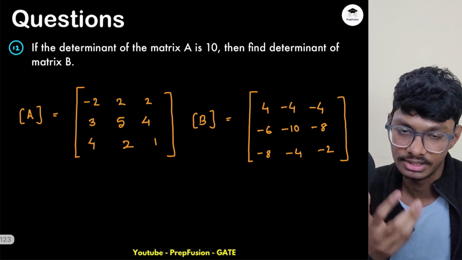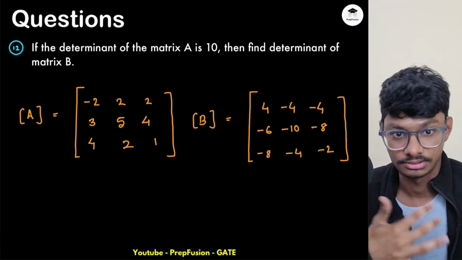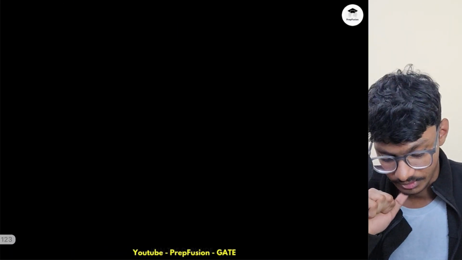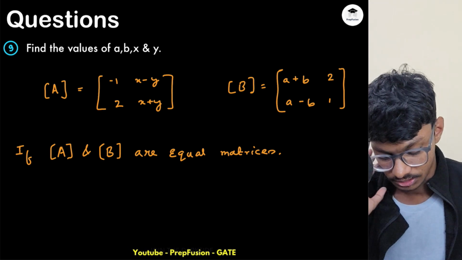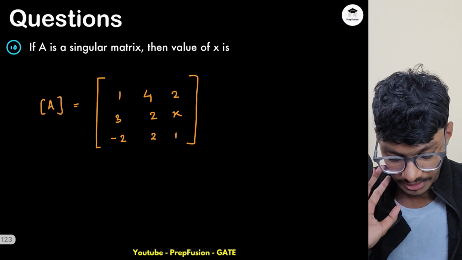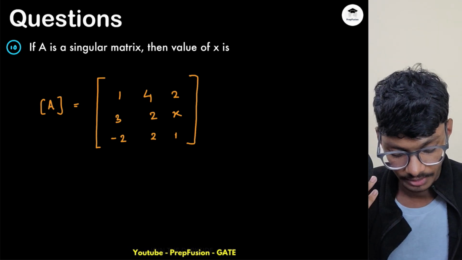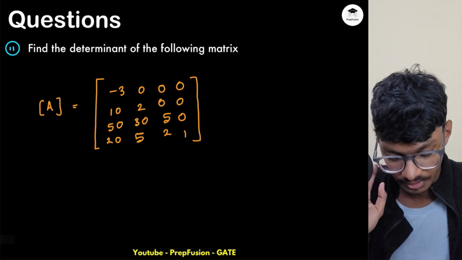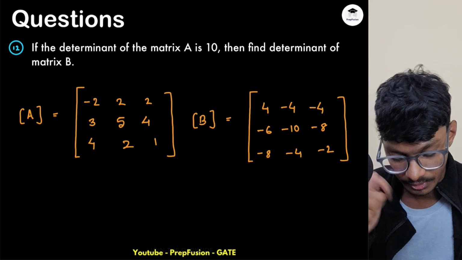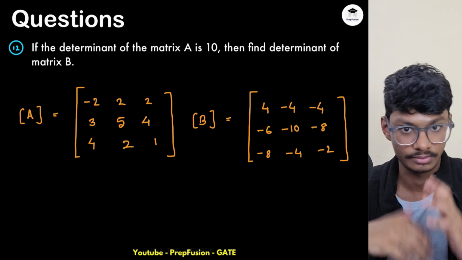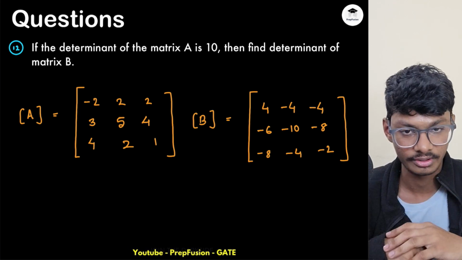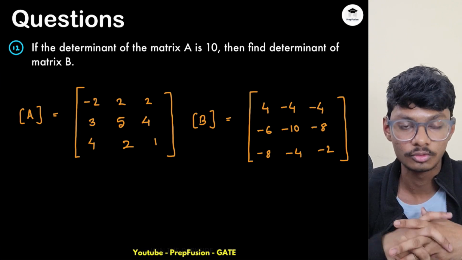For the simultaneous operations I will start in the next lecture, and we'll do questions on that too. Here, you have to find the value of x and y if A and B are equal matrices, and here you have to find the value of x if A is a singular matrix, and in this case find the determinant of the following matrix. A simple determinant you have to find. And in this, if the determinant of A is 10, then find the determinant of B. Some relationship you have to find between A and B. Just don't blindly solve the determinant of A. If they have given you the determinant of A, that means they want you to use that information.